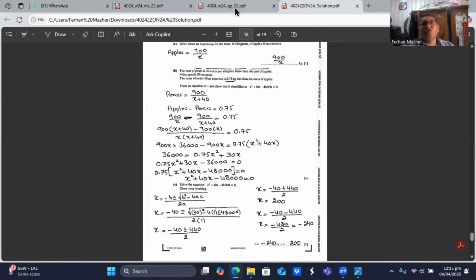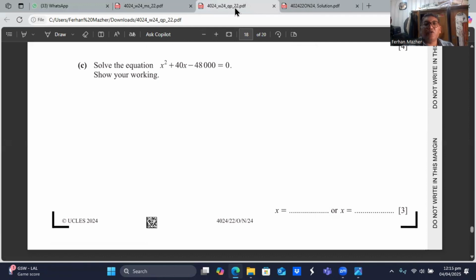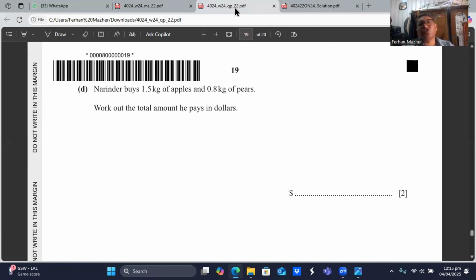So this is how you will solve this portion. Then we go to the next part, and the next part is question number 10, D part. Narinder buys 1.5 kg of apples and 0.8 kg of pears. Work out the total amount he pays in dollars. The cost of the apples is x cents per kg, and the cost of the pears is x plus 40 cents per kg. And we can find the total bill.